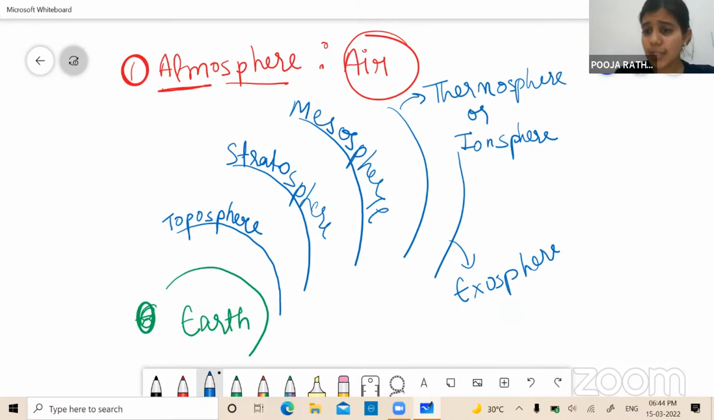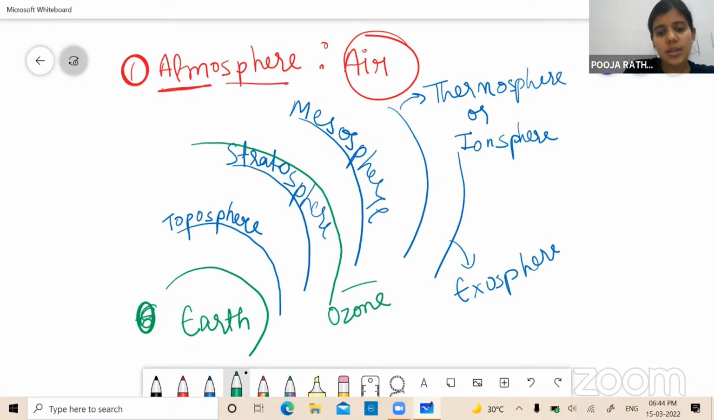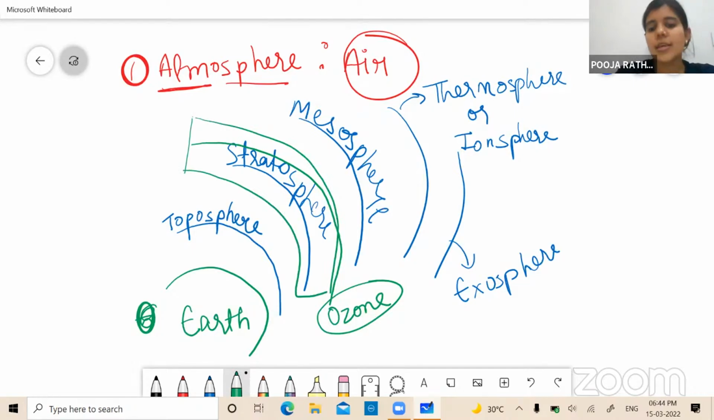Okay, and out of these layers, the ozone layer, which covers most of the part and does not allow UV rays to come inside our Earth, comes in the stratosphere. The ozone layer comes in the stratosphere region. The formula for ozone is O3.